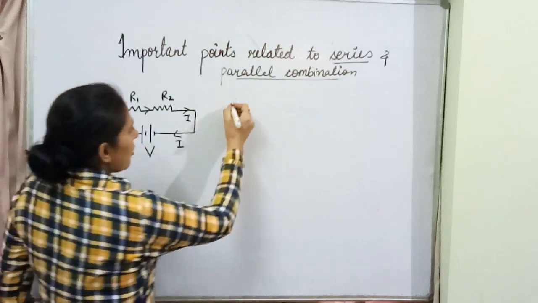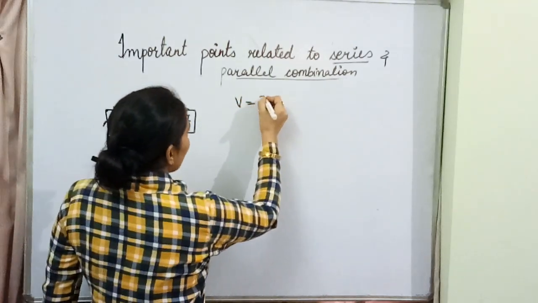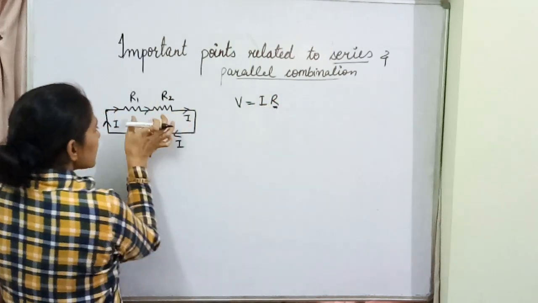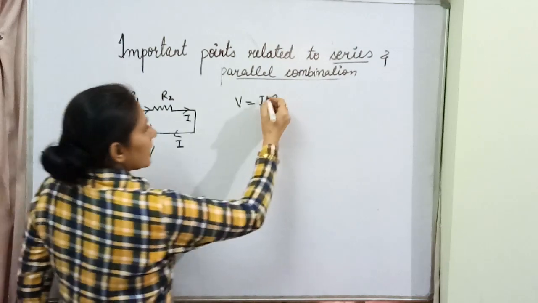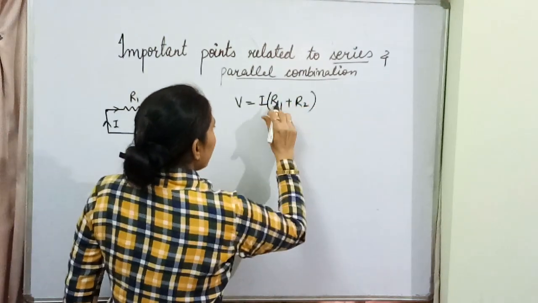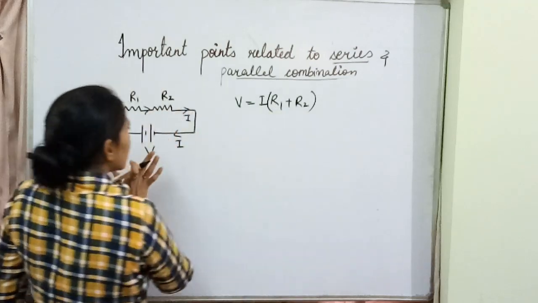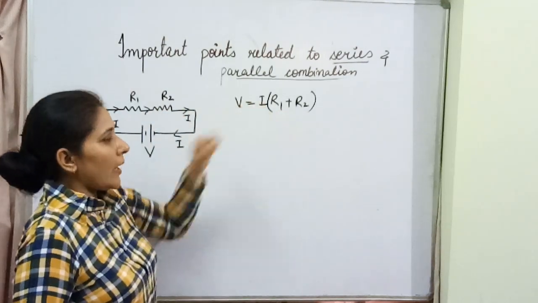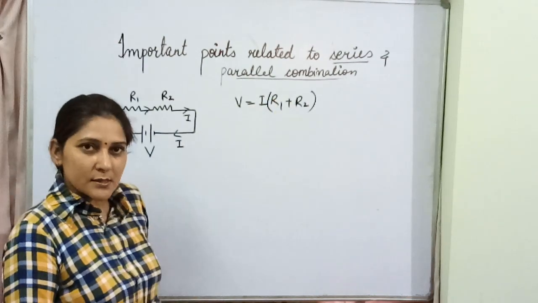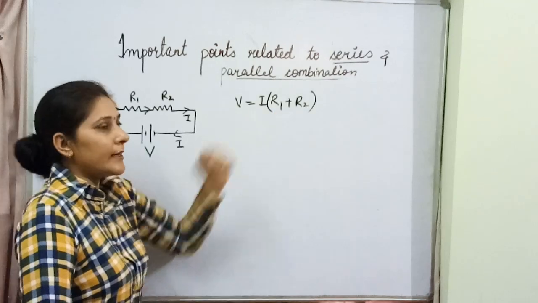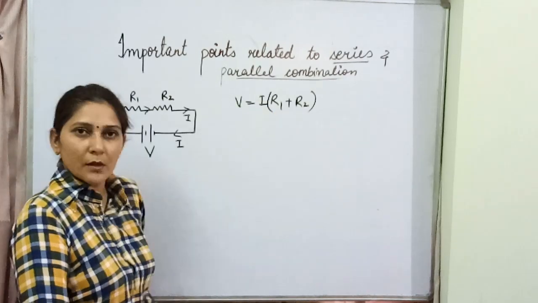So according to Ohm's law, V is equal to IR. Here R is the sum of these two, so that may be written as R1 plus R2. This is the general equation according to Ohm's law for this circuit: V is equal to IR, where R is the equivalent resistance. We can find it because these two are connected in series, by adding them, that is R1 plus R2.